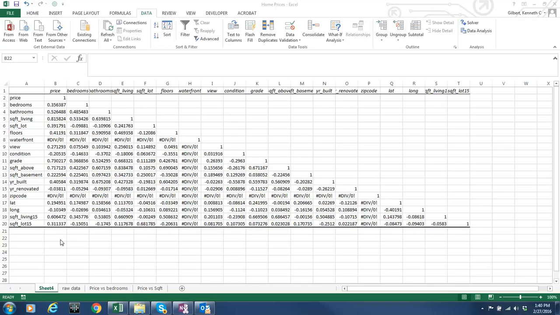And so that's all for correlation coefficients. Later we're going to do some more stuff with this, but for right now this will suffice.